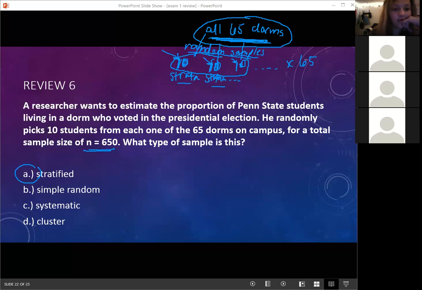So remember, each dorm is our strata, and then we're taking this sample size of 10 from each strata. That's why it's stratified. In the case of the cluster, we wouldn't have to take these random samples from each because it would already be heterogeneous. We wouldn't have to make it heterogeneous by taking the random samples. So you would just use your cluster.